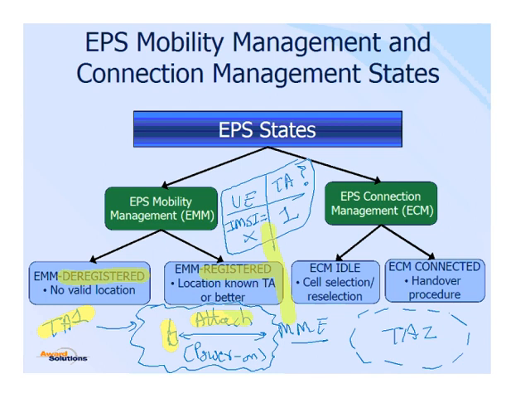So we, as an MME, know the UE location at least at the tracking area level. However, if the power of the user equipment is off, then we have no idea about where the user is. So there is no valid location. Then it is the deregistered state.